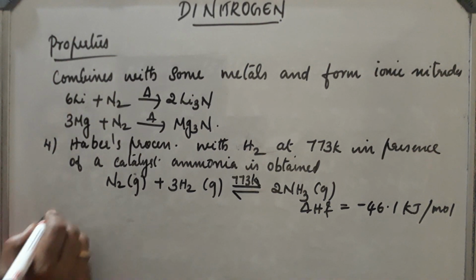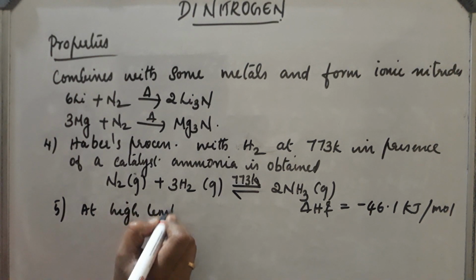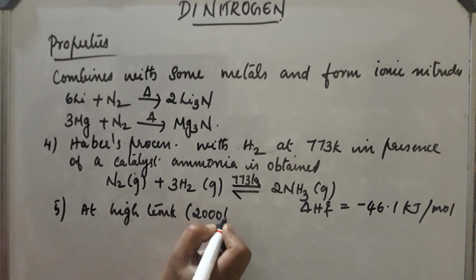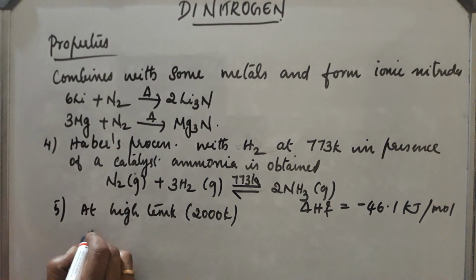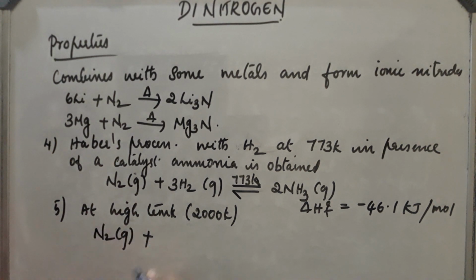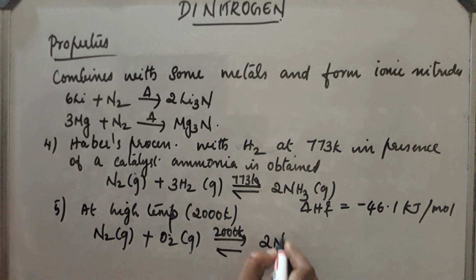Next, at a very high temperature, about 2000 Kelvin, nitrogen and oxygen react and form nitric oxide: N2 gas on reaction with oxygen at 2000 Kelvin gives 2NO. These are the different properties of dinitrogen.